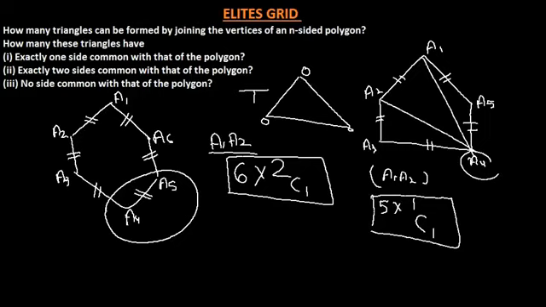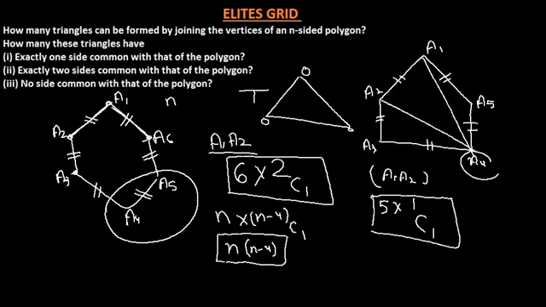If we generalize this for an n-sided figure, you can select one side in n ways, and then these two vertices cannot be used because they are already used, and the two vertices attached to them cannot be used. That means the remaining vertices will be n-4, and we will select one vertex out of these. So your formula will be n into n-4. The total number of triangles which have exactly one side common with that of the polygon will be n into n-4.